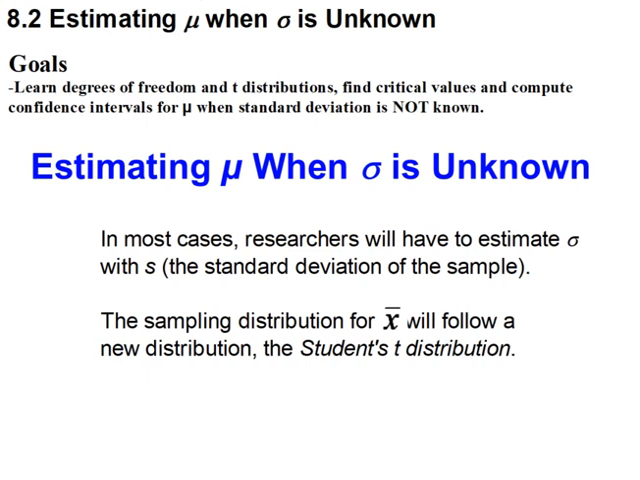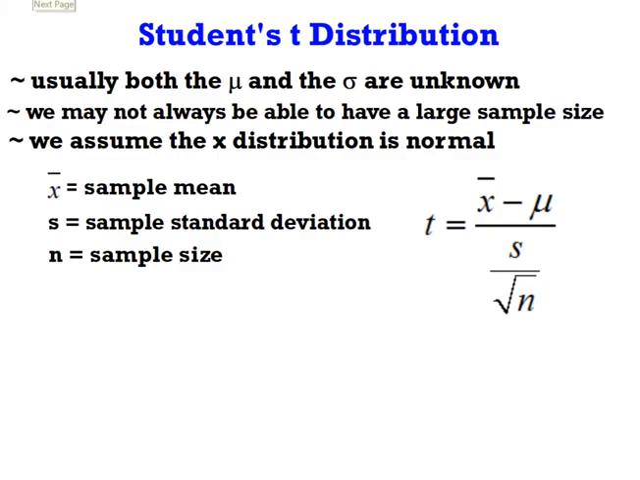Now, the z-scores are in the back binding of your book. The t-scores will be in the front binding of the book. Usually mu and sigma are unknown. We may not always be able to have a large sample. We will assume that the x distribution is normal, so we'll use x bar as your sample mean, s as your sample standard deviation, n as your sample size. But now instead of a z-score, we'll find a t-score. Looks a lot like the z-score one, except instead of sigma, we're using s for your standard deviation.